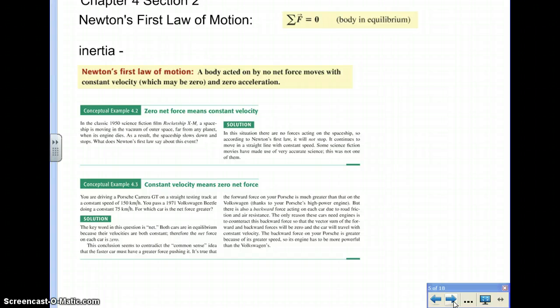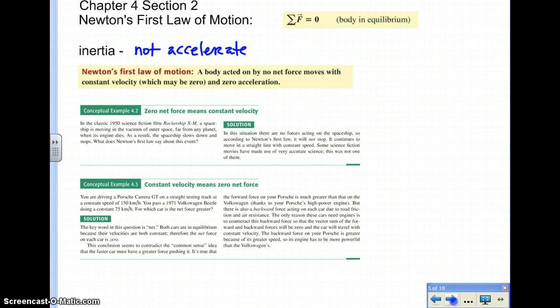Okay, Chapter 4, Section 2. Let's talk a little bit about Newton's laws. The first law I want to talk about, the one that's in Section 2, is Newton's first law of motion. And this introduces the idea of inertia. Inertia, we said, was Galileo's word, and it means to not accelerate. That's what inertia is. So if things have a tendency to not accelerate, they have inertia.